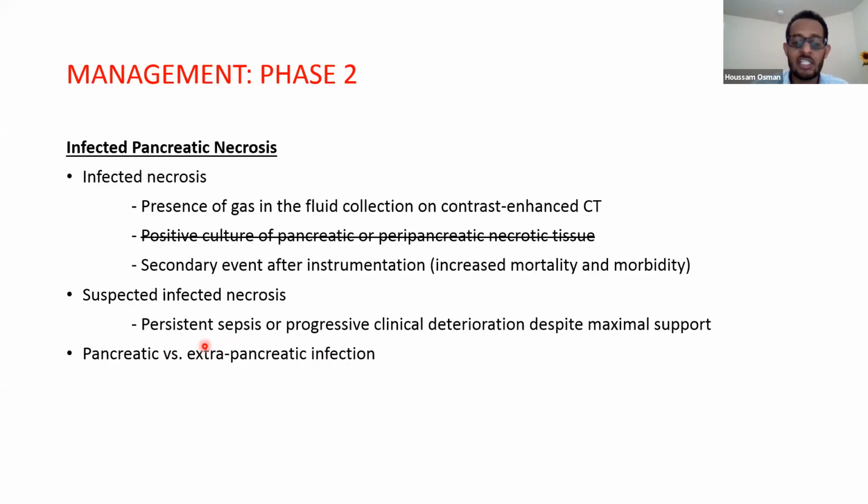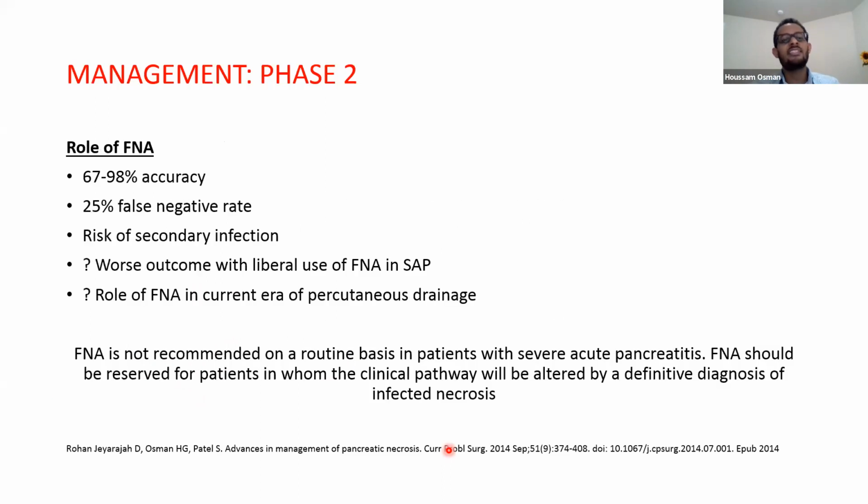The other thing you should remember is that with severe pancreatitis, especially in phase 2, yes, you can have the pancreatic infection, but you can also have an extra pancreatic infection. You think about pneumonia, the patient has a central line, think about UTI, think about cholecystitis, think about the things that we mentioned. The reason I said do not do an FNA, either percutaneous or endoscopic, is because there's a 25% false negative rate. These patients have worse outcome when we use FNA to diagnose infected necrosis, and actually they have the worst outcome and the highest rate of mortality. The secondary infection from pancreatic necrosis manipulation has the highest risk of mortality.